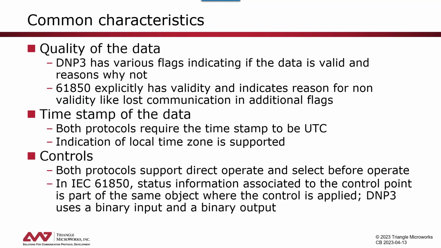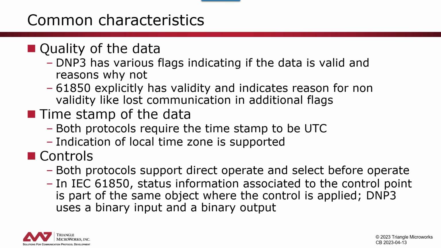Okay, now again, some more common characteristics that we have between DNP3 and IEC 61850. Both protocols have quality indication to indicate the quality of the data. DNP3 has various flags indicating if the data is valid and reasons why it's not. 61850 in a similar way, but it has an explicit validity flag and additional flags indicating the reasons why a value could not be valid. With regard to timestamping, both protocols use timestamps. Both require the timestamp to be in UTC, but also in both protocols, it's possible to indicate local time zone.